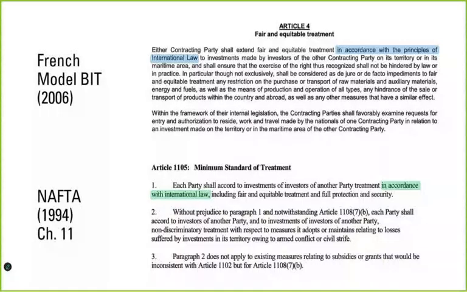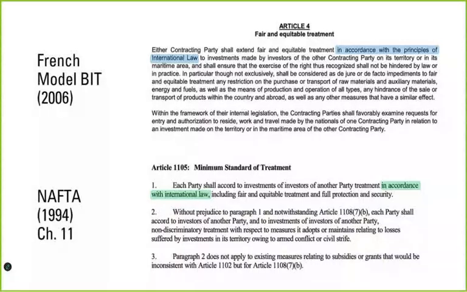Now, there is no doubt, and these formulations are a good example, that there is a connection, but now the real question is, what is the relationship? Is FET, fair and equitable treatment, the same? So the kind of standard of treatment that is required for foreign investors under fair and equitable treatment, is it exactly the same standard of treatment that is required under the minimum standard of treatment in customary international law for all foreigners, or is it something more?